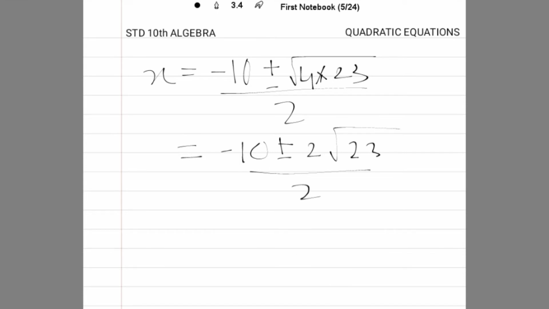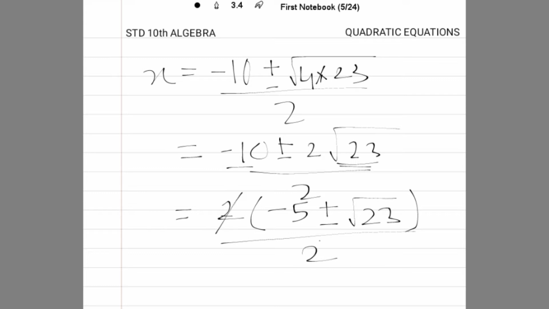Now since 23 is a prime number, it cannot be factorized further, right? So it will remain root 23. In this numerator, that is minus 10 plus minus 2 root 23, we can take 2 common from both the numbers, right? So we will do that. That is 2 times, this will be minus 5, because 2 into minus 5 will be minus 10, right? So plus minus, the 2 we have already taken out, so it will be only root 23, divided by 2.